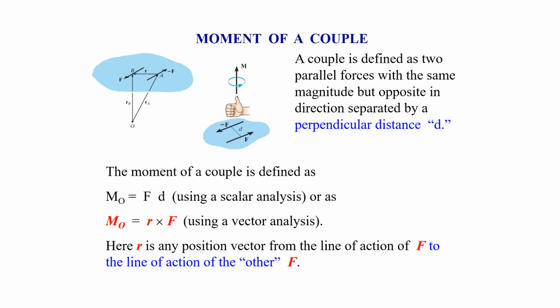The vector version of that calculation is r cross F, where r in this case is any position vector from the line of action of one force to the line of action of the other force.